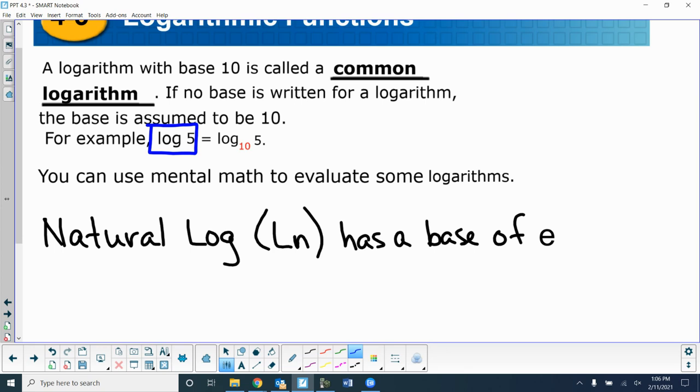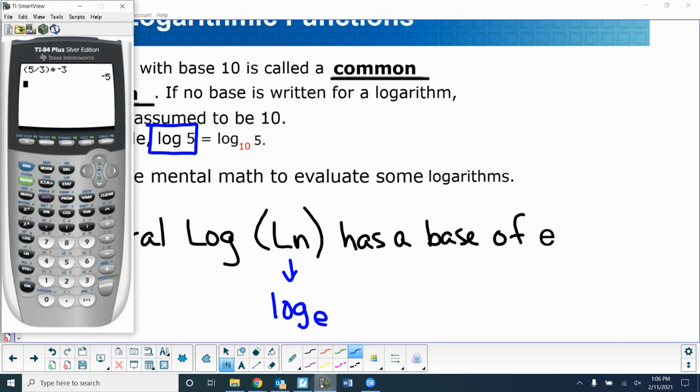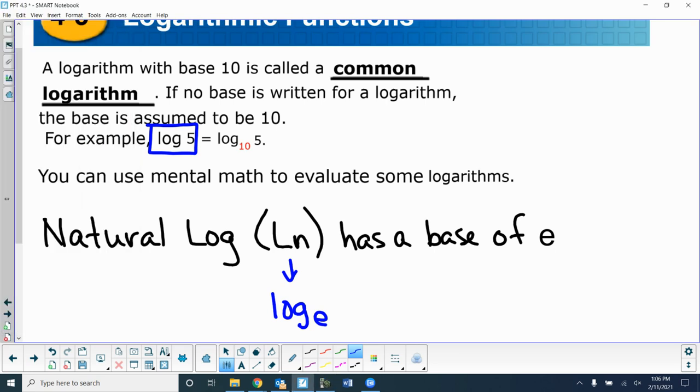The log without a subscript number is the common one, the one you calculate. You will see this once in a while: log and then an E. That's the ln one. And that's one you can do on your calculator as well. So if you have a log with no base, you can just punch it in the calculator and it will give you the answer. If you have an ln, you can punch it in and get the answer. All right, we're not going to be punching it in the calculator today. We're going to be doing it mentally.